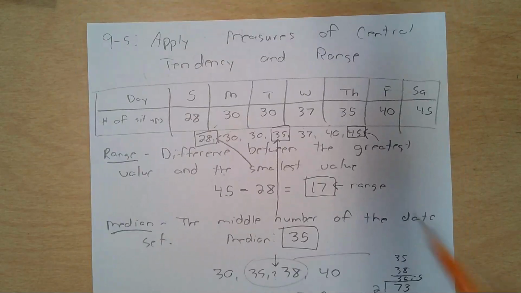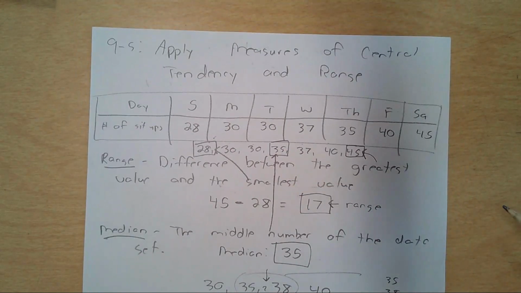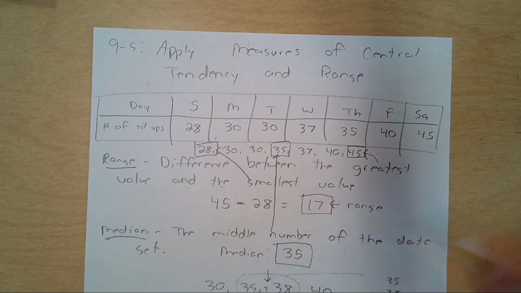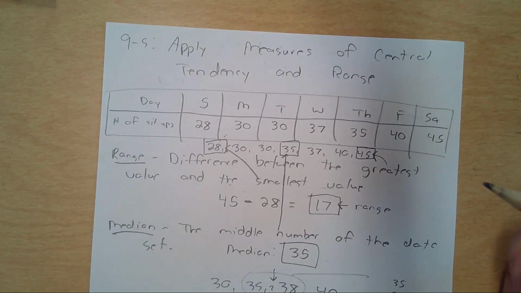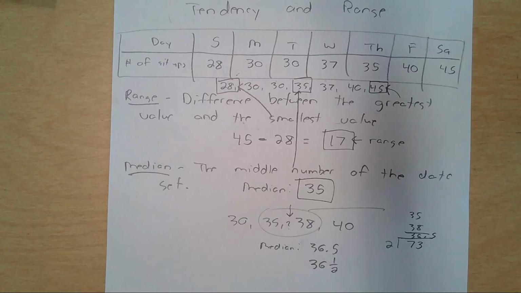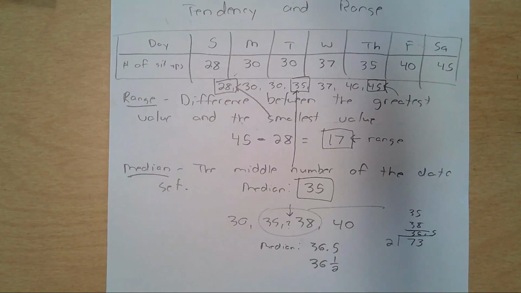So if there's an odd number, again, you don't have anything to do. It'll just be right there for you, smack dab in the middle. But if there's an even number, basically you need to find the average of the two numbers in the middle, or however you want to think about it. To do that, you can just add them up and divide by 2. You may be able to just figure it out in your head.